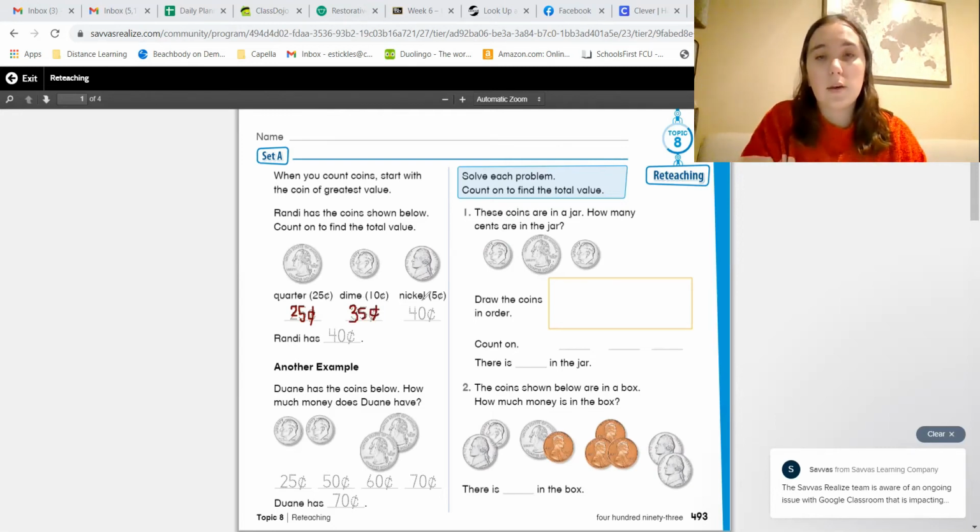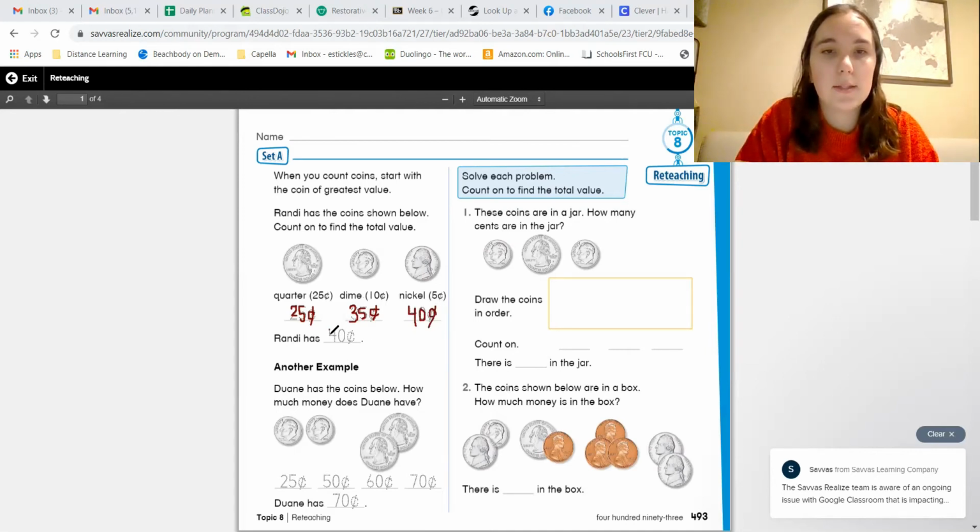And then he has 1 nickel, so that's 5 cents. And if we add 5 more cents onto our 35 cents, we would have 40 cents. So Randy has 40 cents in all. That's the total amount of money that Randy has with those coins.